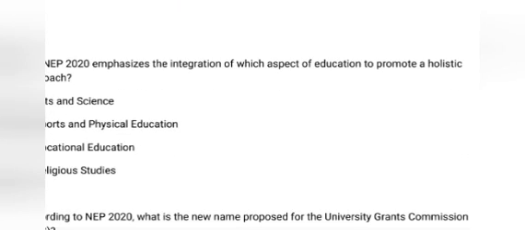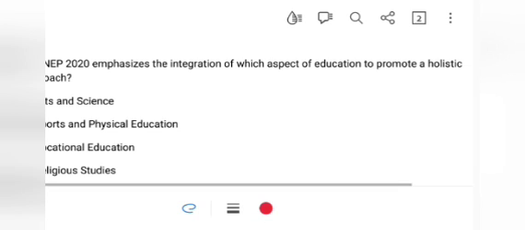Next, the NEP 2020 emphasizes the integration of which aspect of education to promote a holistic approach? Arts and science, sports and physical education, vocational education, regional studies. It will be number B, that is sports and physical education, which were emphasized.